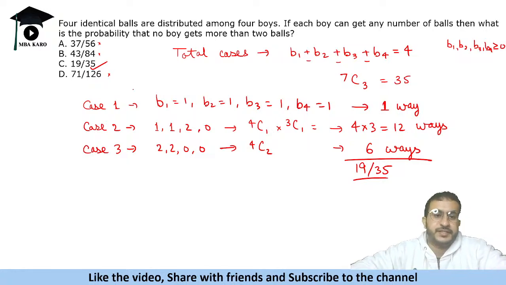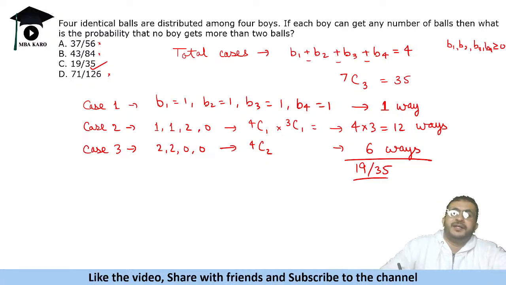All boys can get one ball, only one case. If one boy gets two balls and other boys get one and one boy gets zero, this is the way. And two boys get two balls and two boys get no ball. These are the ways.